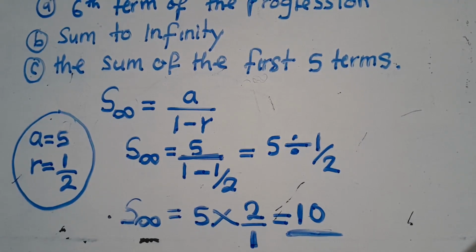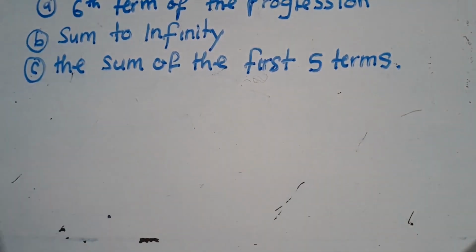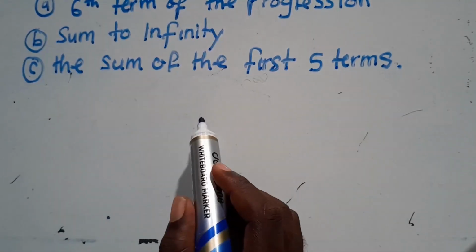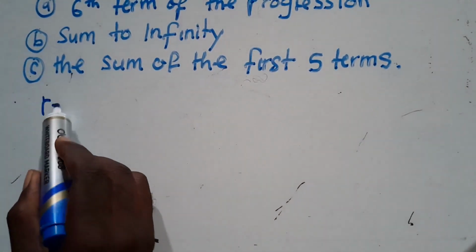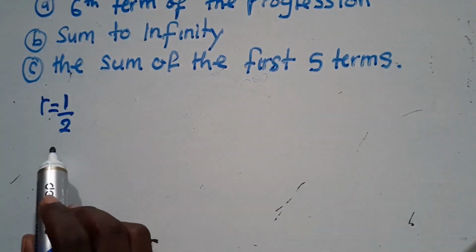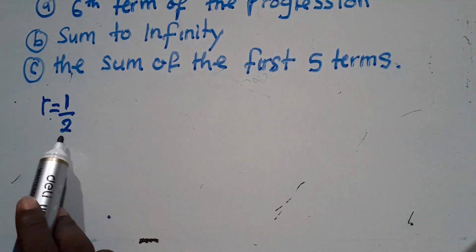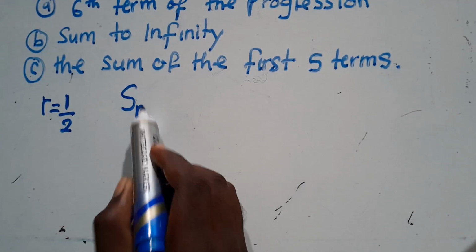How can we answer this last question, which says we find the sum of the first 5 terms? For us to find the sum of the first 5 terms, if you are under my online lessons, I always tell you in my live sessions that the formula we use depends on the common ratio. The common ratio is 1/2. So if the common ratio is less than 1, the formula that we are going to use is this one.